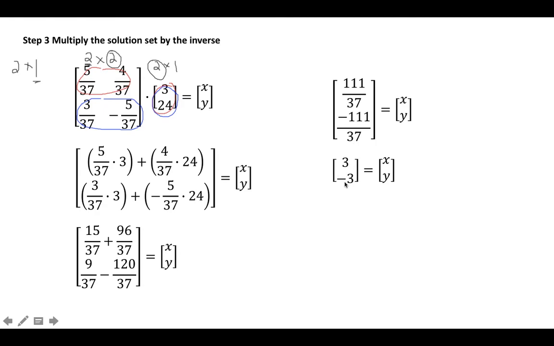Now I have my solution set. Remember, these are equal matrices. So this top number here is equal to this top number here, and this bottom number here is equal to this bottom number here. So my solution set is 3, negative 3. X is 3, Y is negative 3.